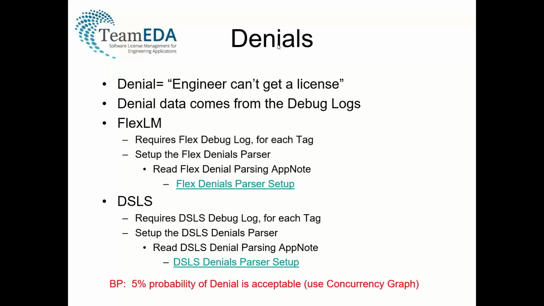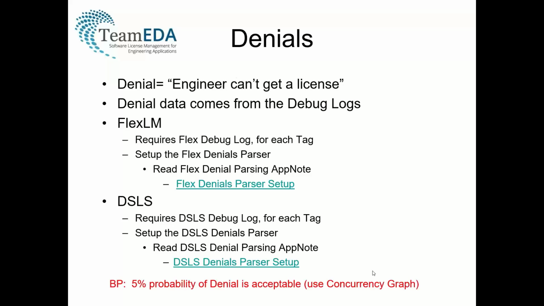One other point about denials is that no denials is very expensive. So the objective is not to get to a 0 denial level because that's too expensive. A certain level of denials is acceptable. We feel best practices suggest, and you'll see this red BP, which stands for best practices, as a little notation as we go along today, that a 5% probability of denial is acceptable. 0 is not acceptable. 10% may be too high. And you can learn about your denial probability in the concurrency graph.